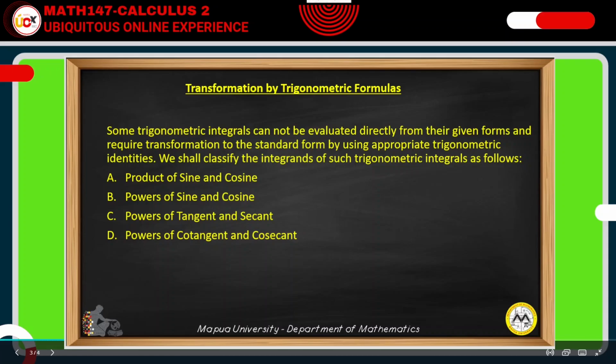There are cases wherein some of the trigonometric integrals cannot be evaluated directly from their given forms and require transformation to the standard form by using appropriate trigonometric identities. So in this case, we have to classify the integrands of such trigonometric integrals using the following. The first is the product of sine and cosine. Then we have the powers of sine and cosine, the powers of tangent and secant, and last but not the least is the powers of cotangent and cosecant.